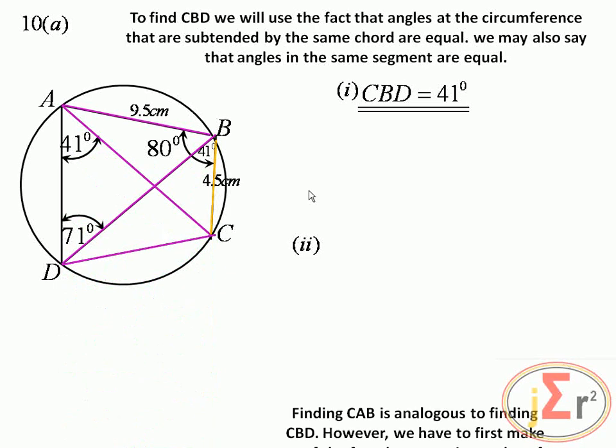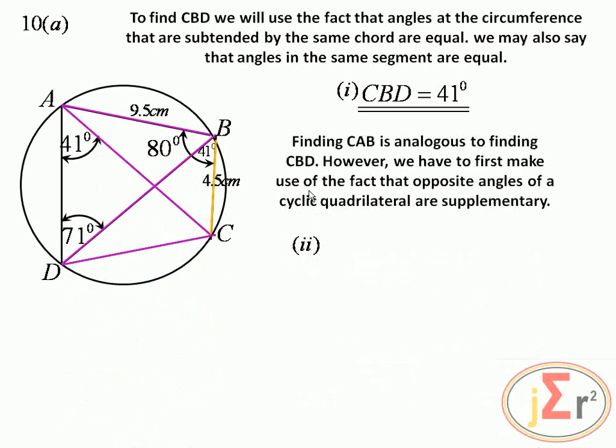Now we need to find another angle, CAB. CAB is analogous to the first. Actually, finding CAB is analogous to finding CBD. However, we have to first make use of the fact that opposite angles of a cyclic quadrilateral are supplementary. We are actually finding CAB. We are actually finding this angle.